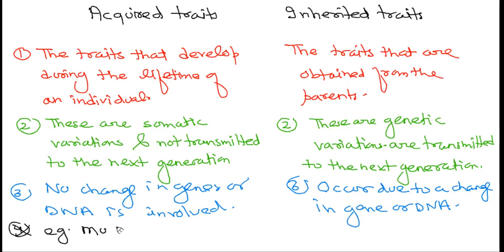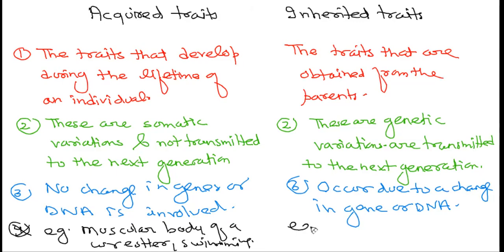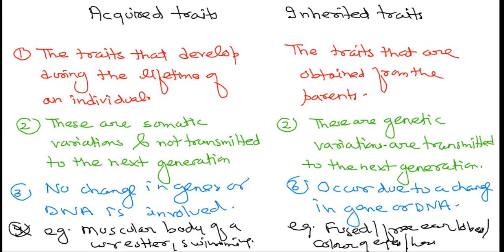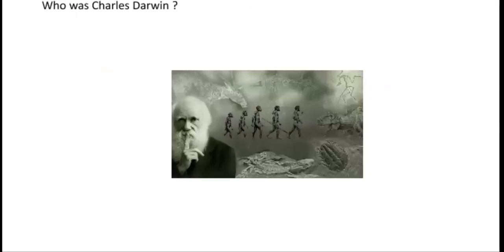For example, ma'am, acquired: skills like swimming, the muscular body of a wrestler, knowledge of computer or any language, Java, Oracle. And inherited are fused or free earlobes, color of eyes, hair, skin. Correct. Good.